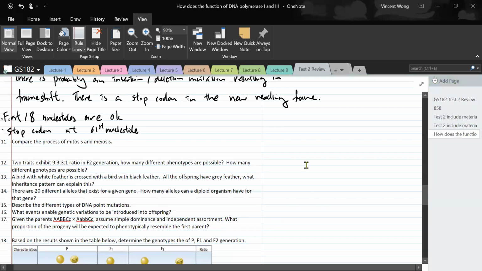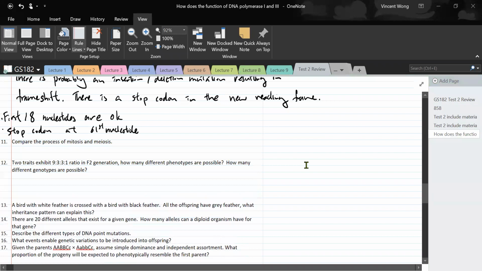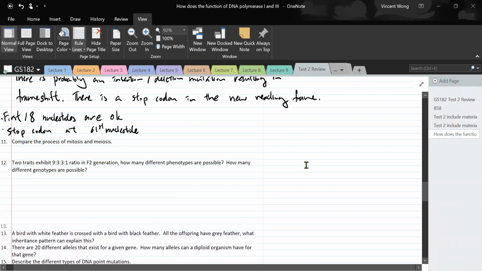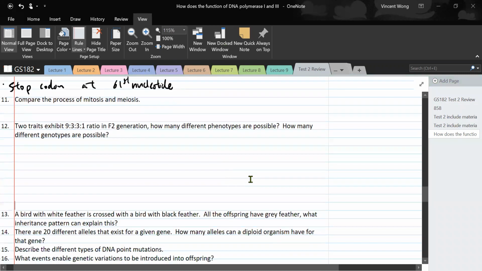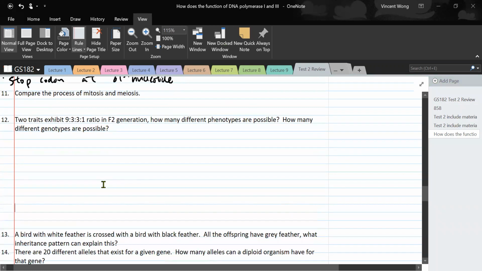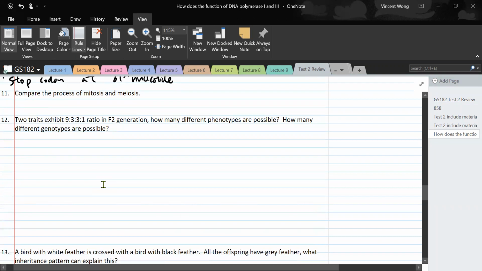Okay, 2 traits exhibit a 9:3:3:1 ratio in the F2 generation. Yeah, the last quiz was a little bit tough, right? A lot of people didn't do too well, even though you had 2 chances to do it. So maybe we'll spend a little bit more time on it. How many different phenotypes are possible?